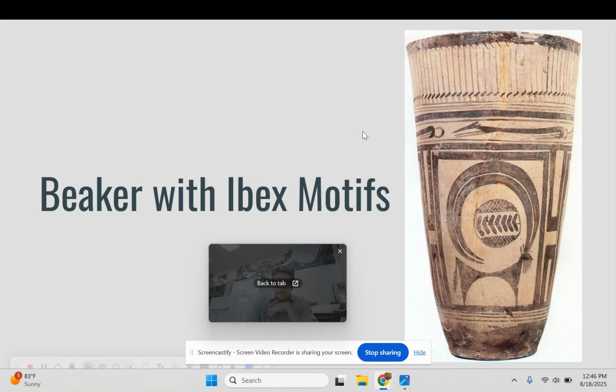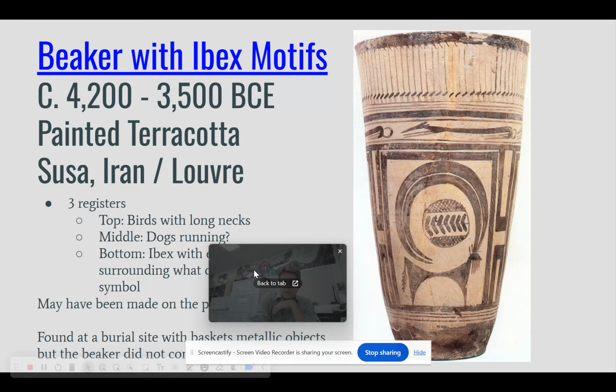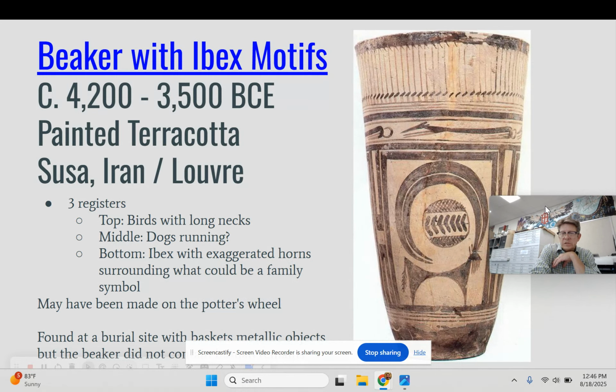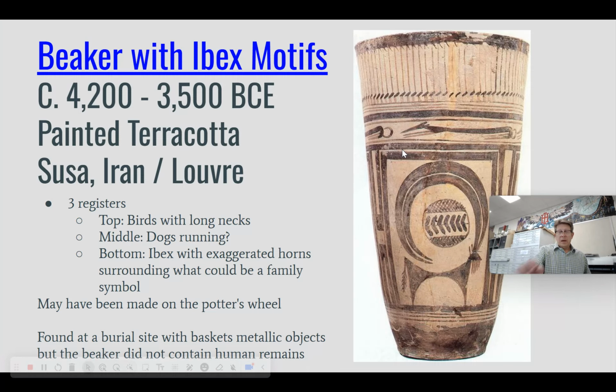More about the beaker with ibex. If I go and click on here and then go to our next slide and move myself out of the way, you can see what I just described right there. But something else that we might note about this is that it may have been made on the potter's wheel. How do we know that? Well, it's very thin and its shape is very symmetrical. Now, a potter's wheel would have been a big technological advance for these people in modern day Iran at the time.